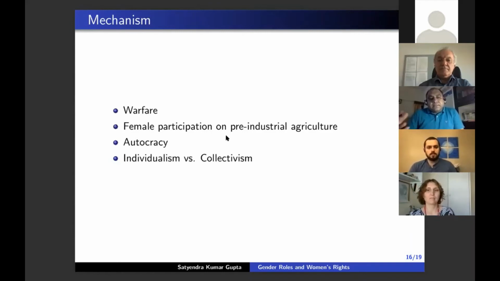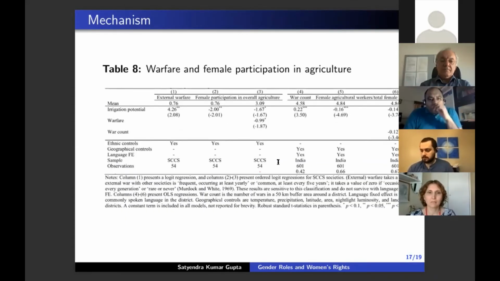As we can see, for example, in column 1, it shows that with irrigation potential, we have more external warfare. This is a sample from the SCCS, and similar things have been repeated in columns 4 to 6. Column 4 is a sample for India, where we looked at wars that have happened in the last almost 100 years, and the total number of wars that happened around a district. The result shows that where we had a higher irrigation potential, we have more external warfare, and our result shows that it can explain part of why we see this gender inequality. Then the further results that I discussed, for autocracy, individualism and property rights, give the similar expected results that we have discussed.